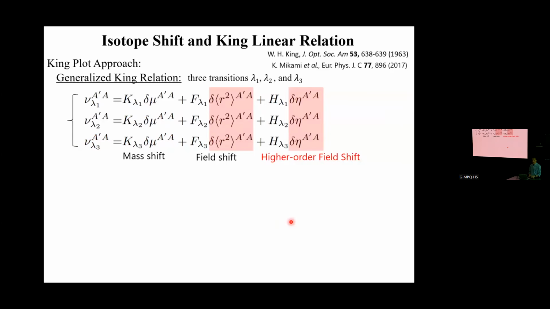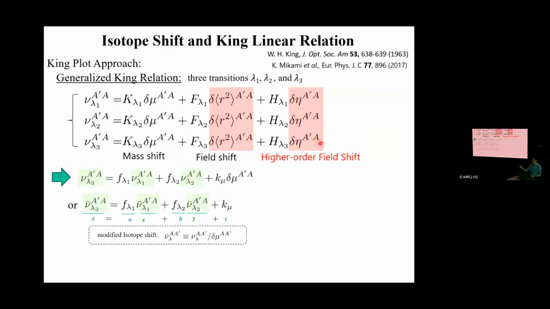So then, is there any solution? One possible solution is known as the King-Prot approach. Instead of considering one isotope shift of one particular optical transition, we consider the isotope shift for 3 different optical transitions like this. From these 3 equations, we can remove the 2 unknown nuclear factors. Then we get one linear relation known as the King linear relation.